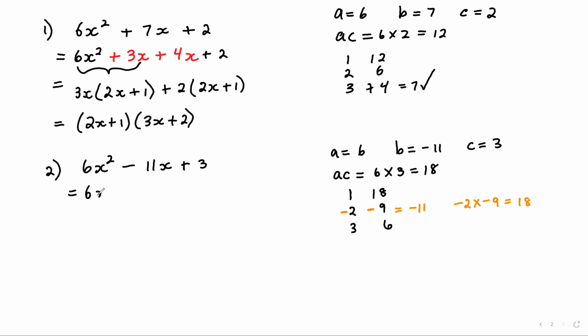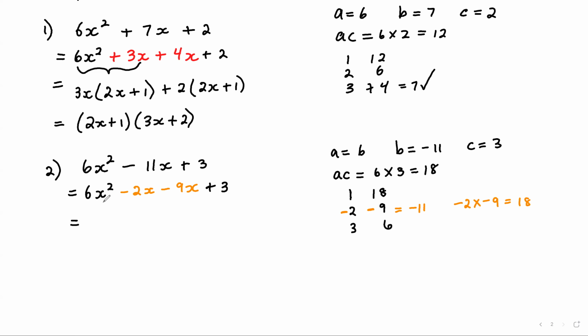So I'm rewriting the expression, only replacing negative 11x with the two factors that I just chose, which is minus 2x minus 9x. So this would be this new line. The second line will be 6x squared minus 2x minus 9x plus 3. Now I factorize by grouping.